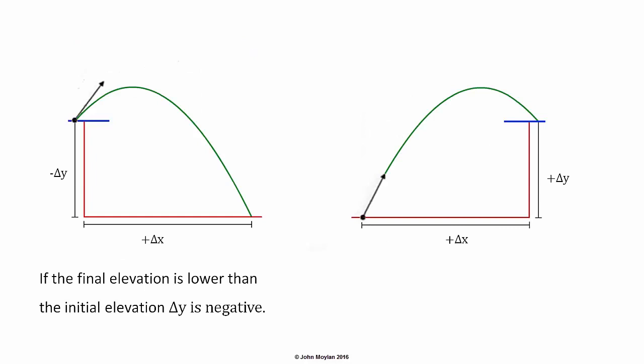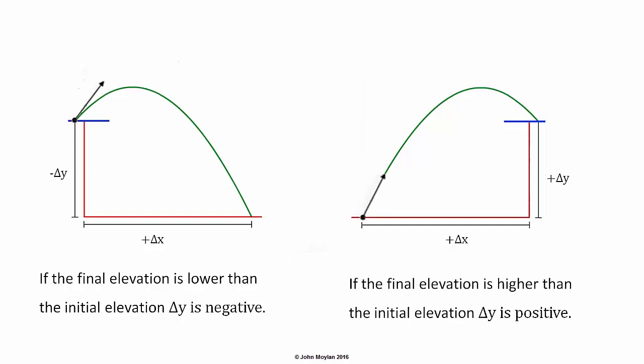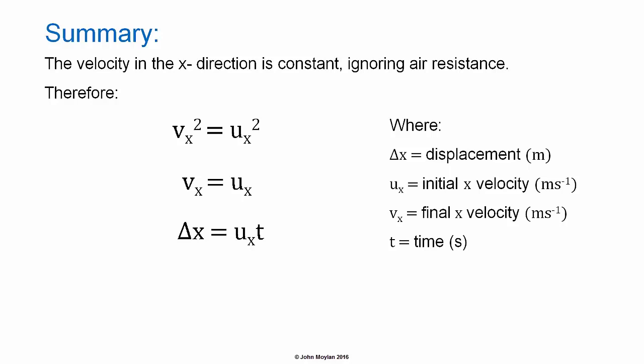If the final elevation is lower than the initial elevation, delta y is going to be negative. So in the diagram you can see that the launch height is higher than the landing height. Therefore, delta y is going to be negative. In the second diagram you can see that if the projectile is launched from a lower elevation than the elevation at which it lands, the delta y is going to be positive. So if a projectile is fired from a greater height than the landing height of the projectile, delta y will be negative. If the projectile is fired from a lower height than its landing height, delta y is going to be positive. Summary. The velocity in the x direction is constant, ignoring air resistance.